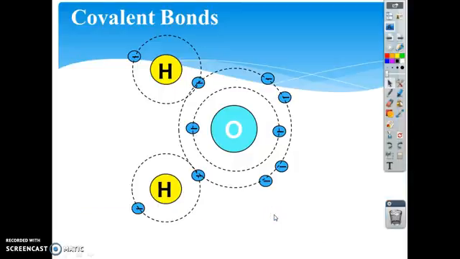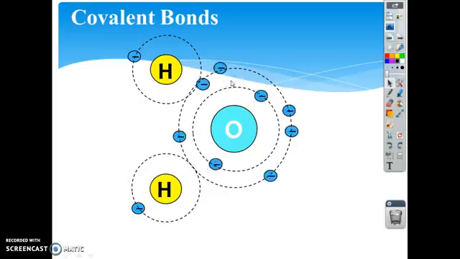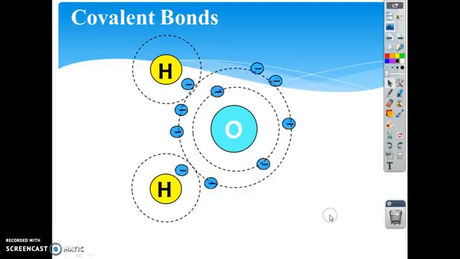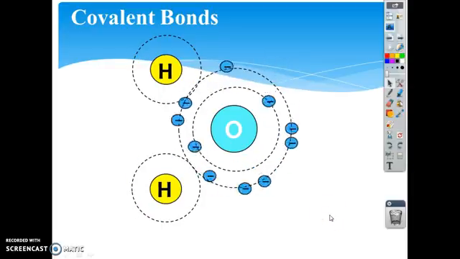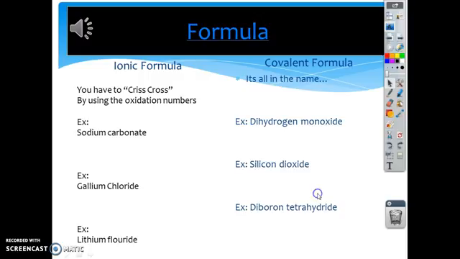Here's a good example of how those electrons move around in water. Here's oxygen with its 2 in the inner shell, and its 6 in the second shell, and hydrogen has its 1. Well, hydrogen wants 2, and oxygen wants 8 in its outer shell, so they're going to share them. And those electrons are going to move throughout, all crazy, and everyone's going to be happy.